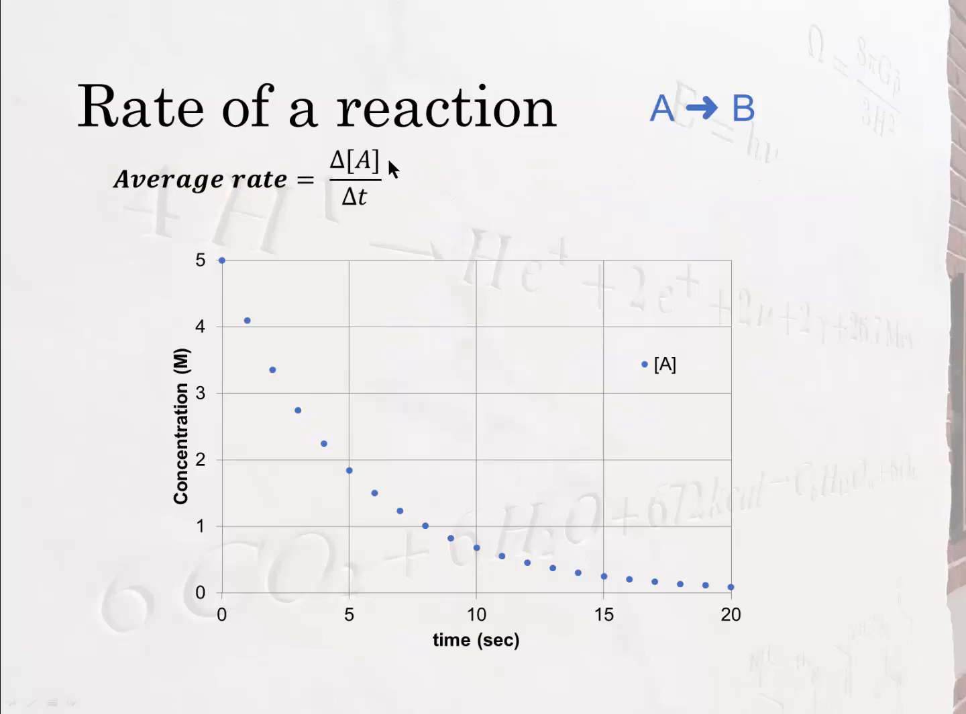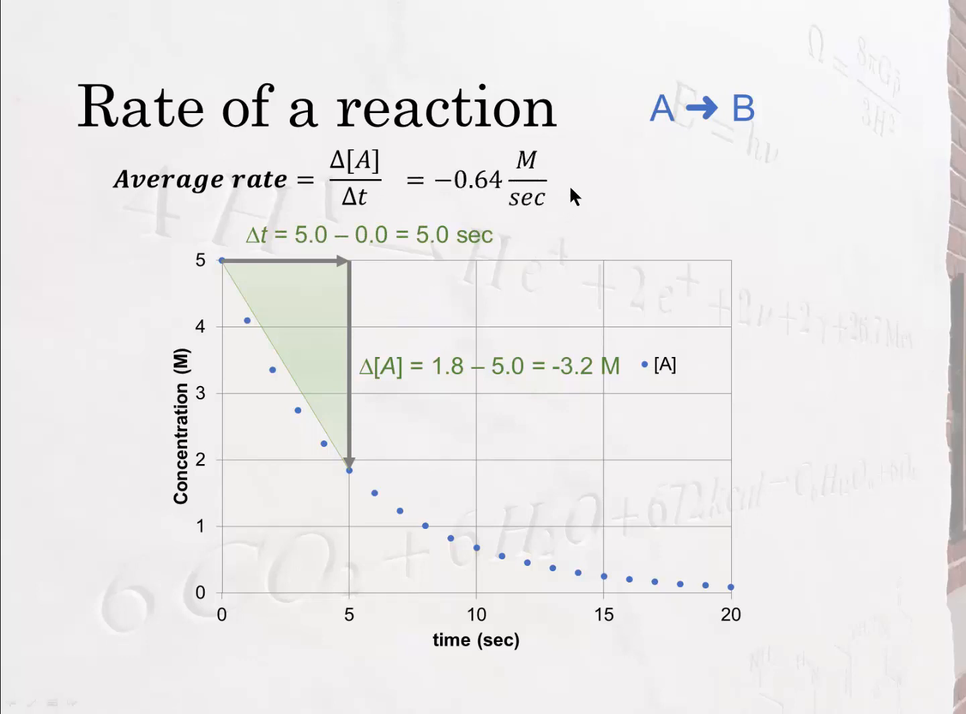The average rate can be calculated from the change in the concentration of A divided by the time interval, delta T. During the first 5 seconds of the reaction, the concentration of A decreases from 5.0 to 1.8, which is a change of negative 3.2 molar. Delta T is 5 seconds, so the average rate is negative 0.64 molar per second.